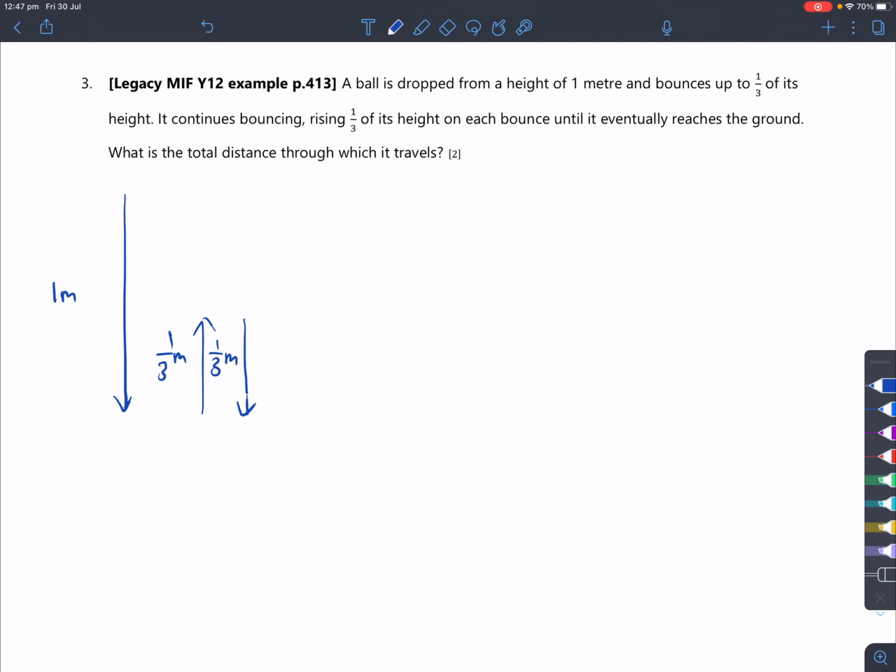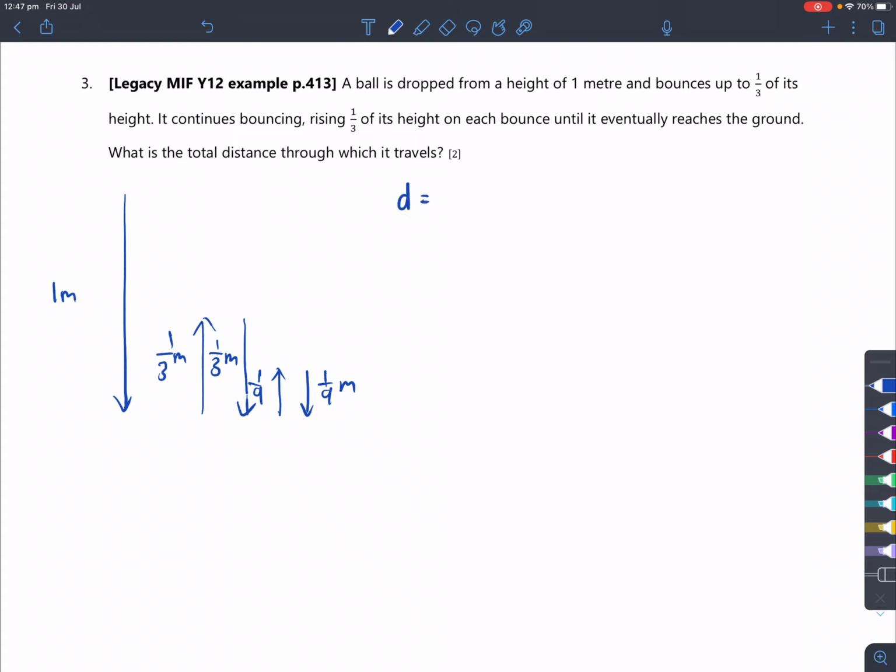And the next thing is it would just rise by a third of its height on each bounce. So if it dropped to the floor by 1/3 of the meter, it's going to rise by a third of this. A third of a third will be a ninth. Okay, and then we drop by 1/9 of a meter again. And this will keep on going again and again and again. So what is the total distance then?